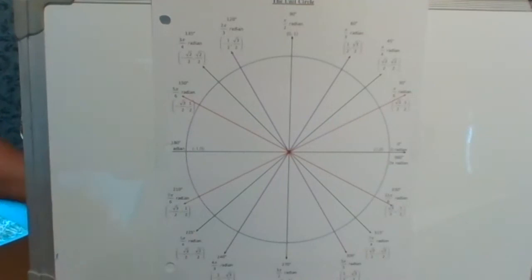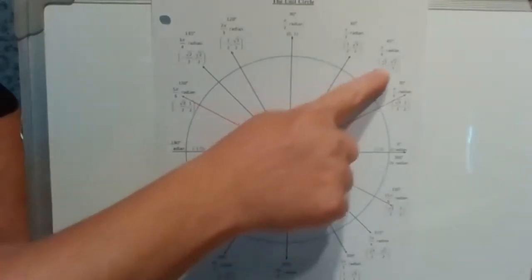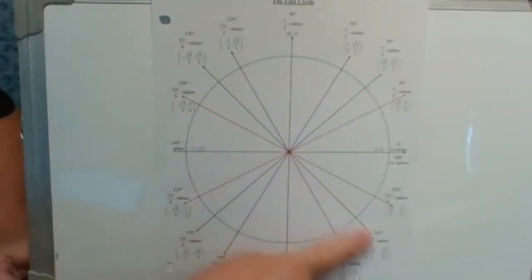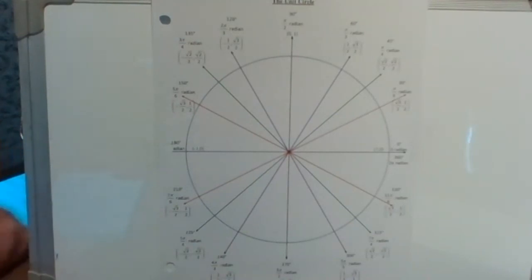When I was a student, I just totally memorized it, but you saw the trig teacher I was working with. He just gave us this sheet and said, memorize it. Don't try to understand it. Crazy.